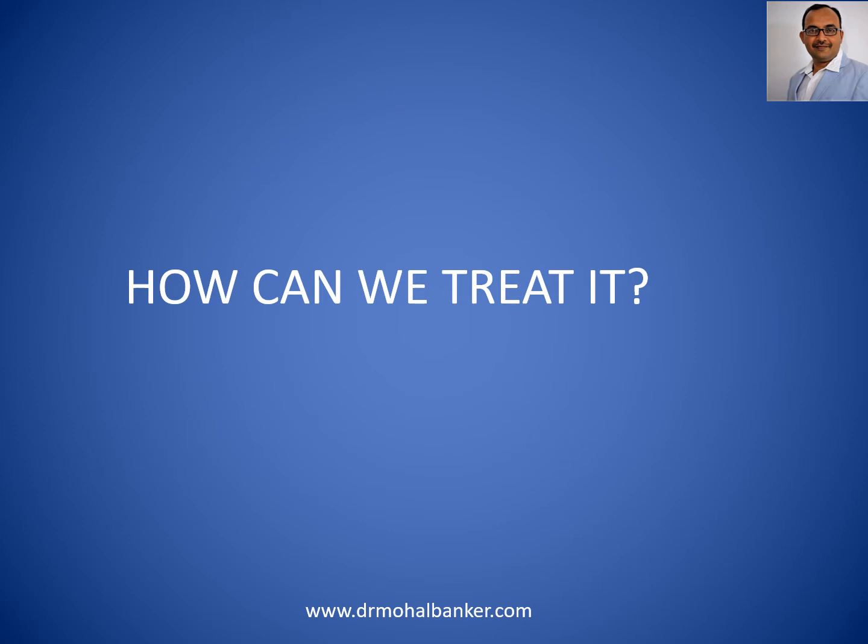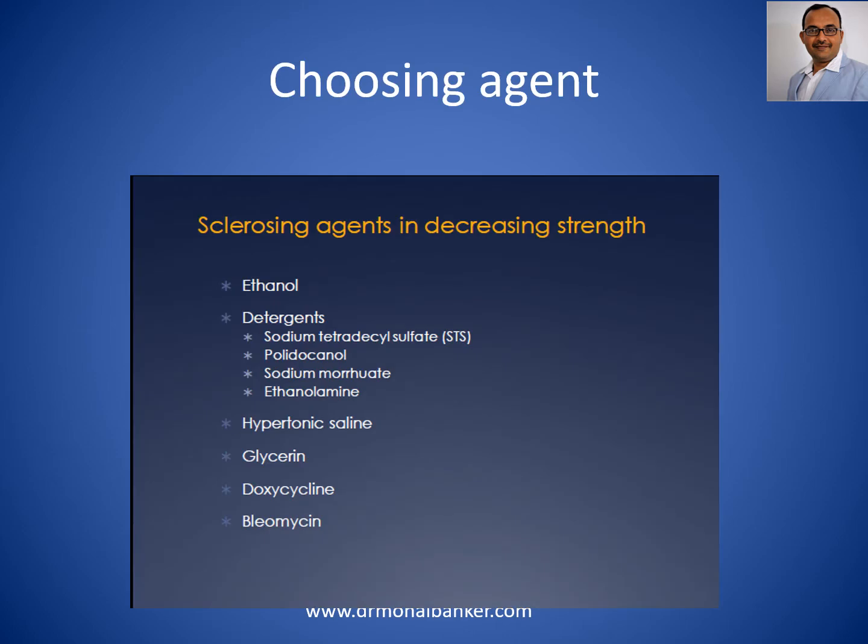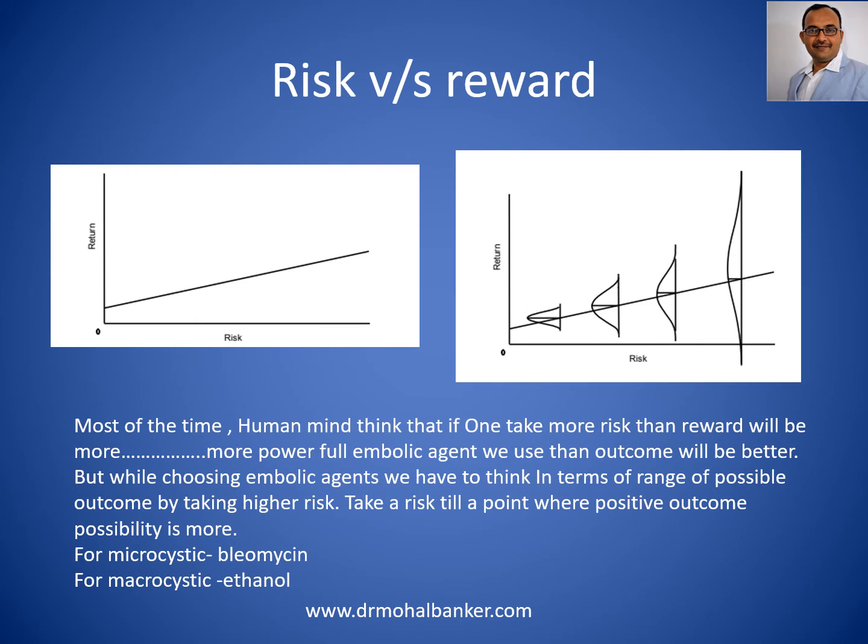Now the next question is how to treat it. Here is a list of embolic agents in decreasing strength, where ethanol is the strongest one and bleomycin is the weakest one. So this graph shows risk versus reward, and the human mind thinks that if we take more risk, the return will be higher. But it does not work like that.